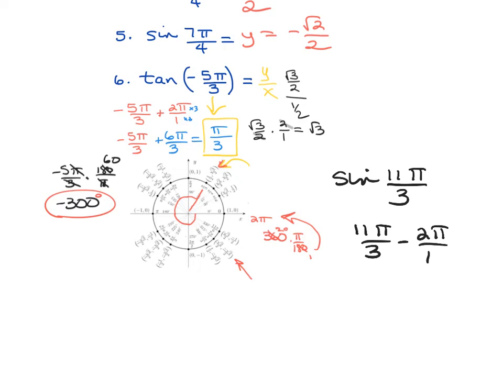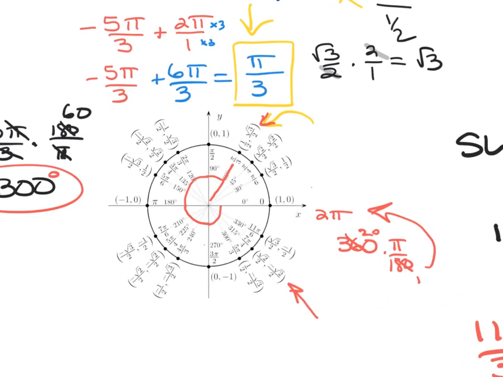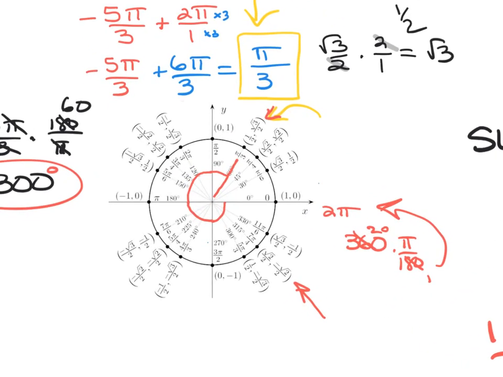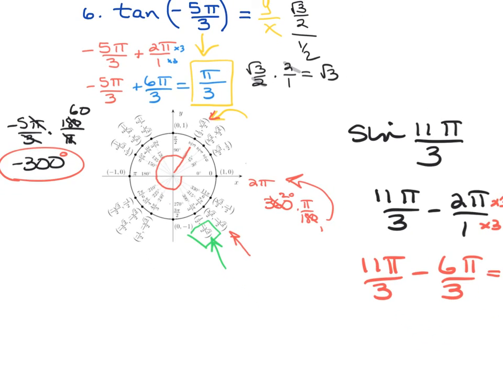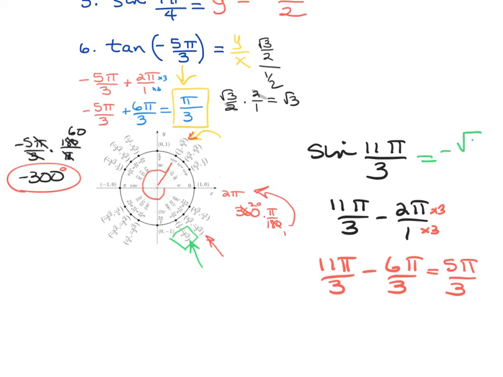Again, I need a common denominator. So it's going to be 3. So 11 pi over 3 minus 6 pi over 3, which gives me 5 pi over 3. And now that's on the unit circle. So let's go ahead and locate 5 pi over 3, which is down here. Right here. And I'm doing sine, so I want the y of the ordered pair. So the sine of 11 pi over 3 is actually negative root 3 over 2, because sine uses y.